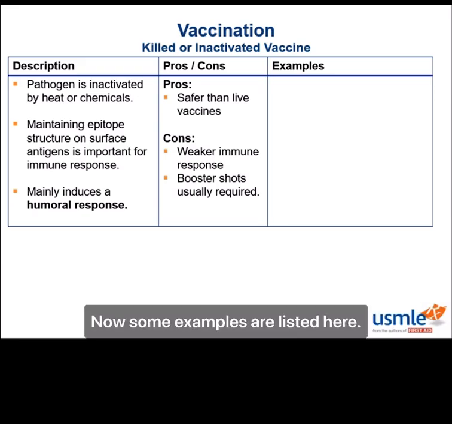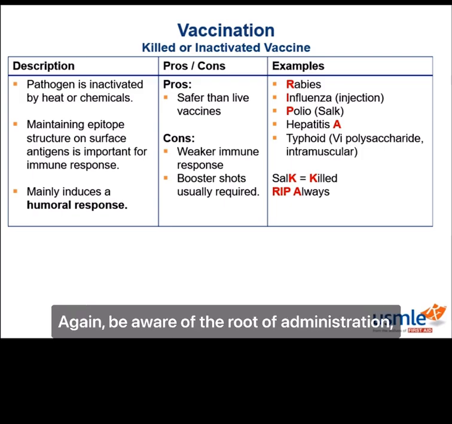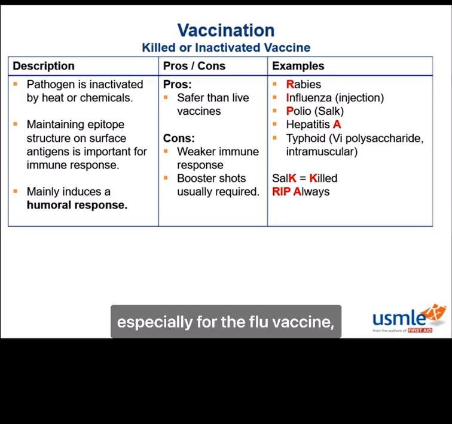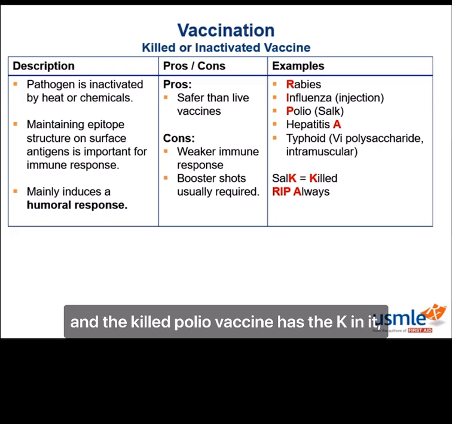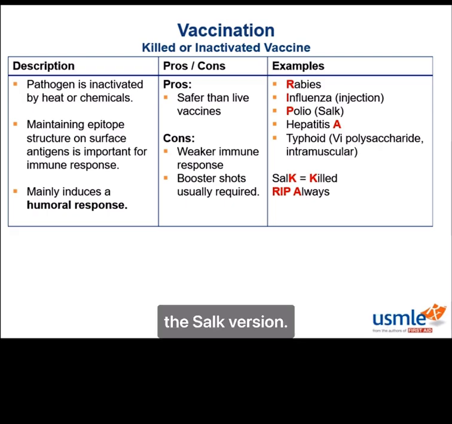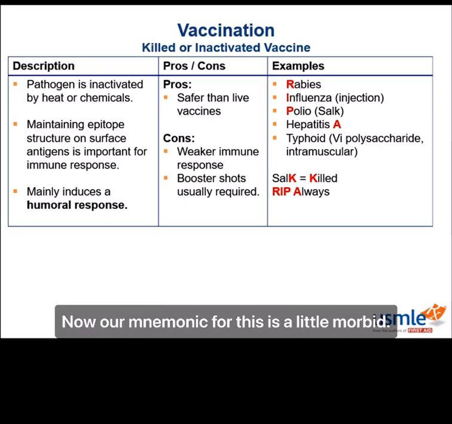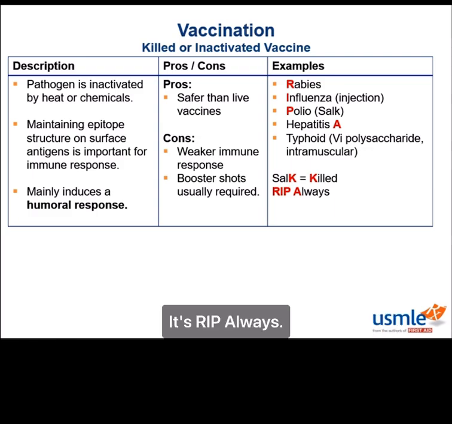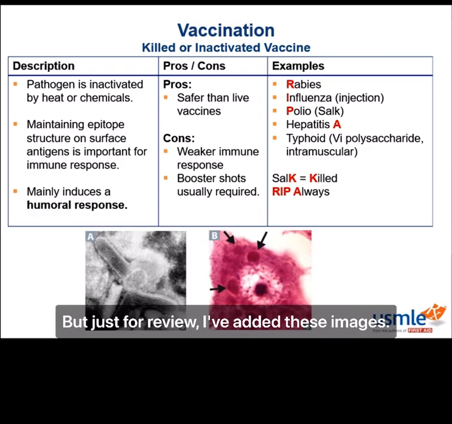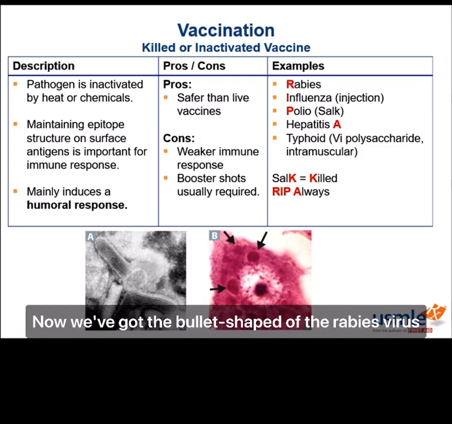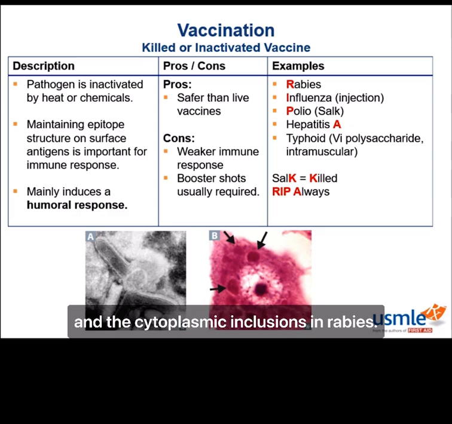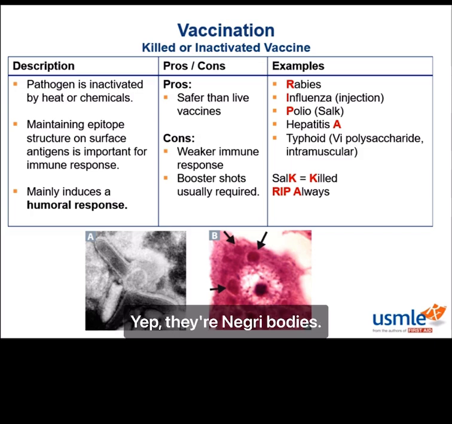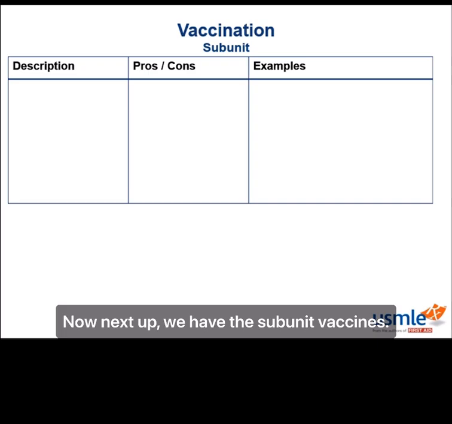Now, some examples are listed here. Again, be aware of the route of administration, especially for the flu vaccine, and that the killed polio vaccine has the K in it, the Salk version. Now, our mnemonic for this is a little morbid. It's RIP always, but just for review, I've added these images. Now we've got the bullet shaped of the rabies virus and the cytoplasmic inclusions in rabies. Do you remember what they're called, these cytoplasmic inclusions? Yep, they're Negri bodies.